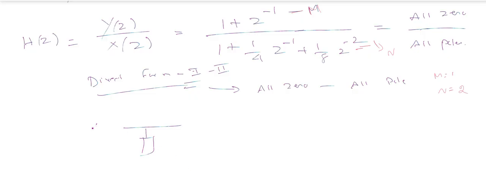X of z delayed by 1 unit, z inverse, you will get z inverse into X of z. So it will be given z inverse into this 1, so this is your 1 plus z inverse.